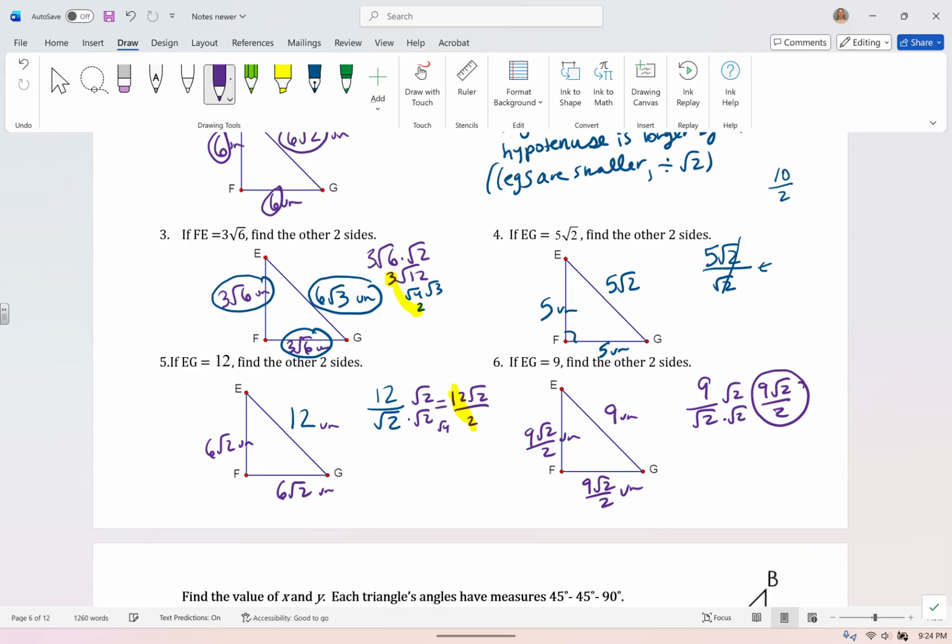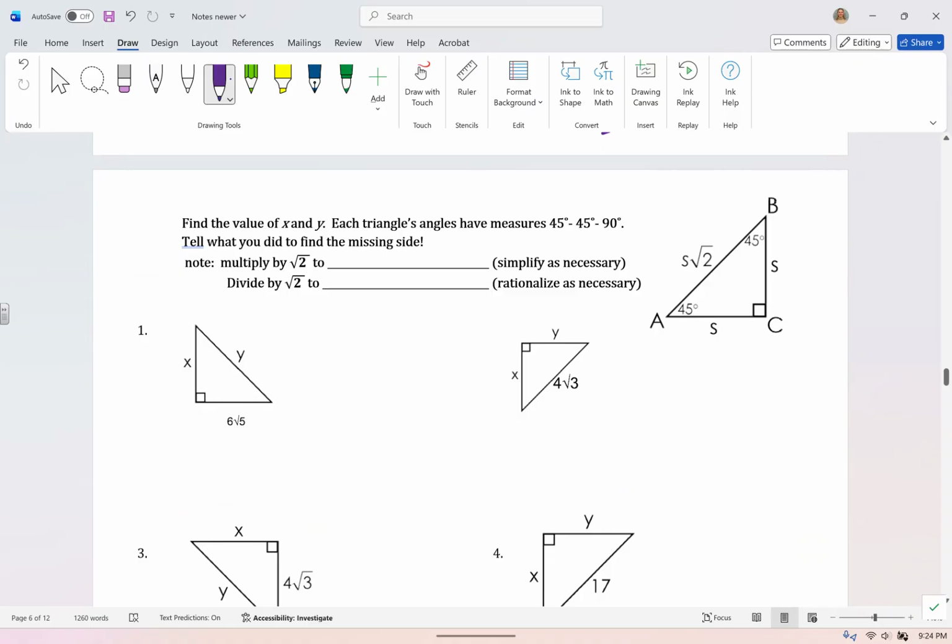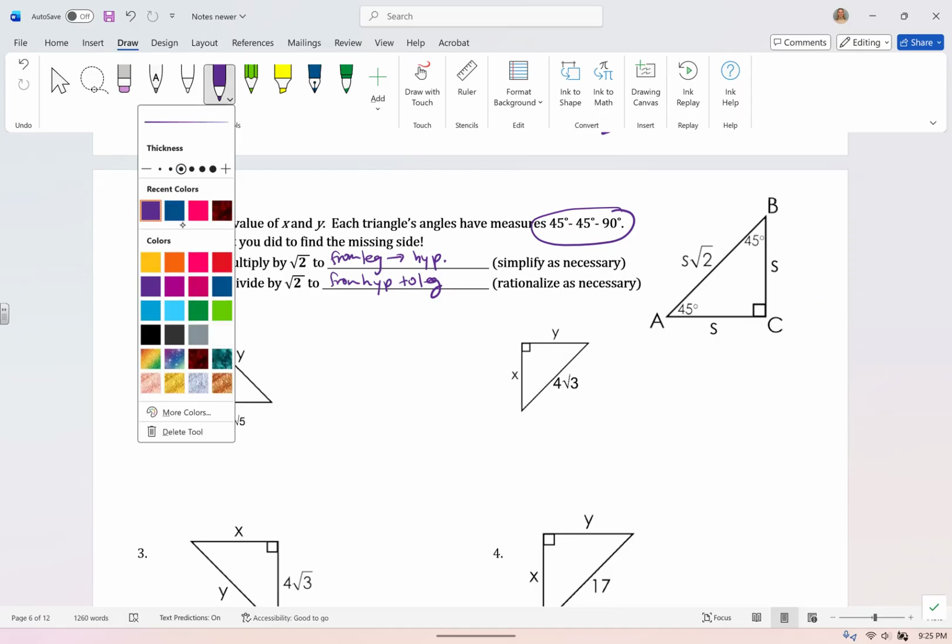Okay, so here's the summary. If you have a 45, 45, 90 isosceles triangle, to get from the leg to the hypotenuse, multiply by root 2, because you want to make it bigger. Simplify as you need to. If you want to go from the hypotenuse to the leg, we're going to divide by root 2 to make it smaller, and rationalize as you need to. Okay, let's go.